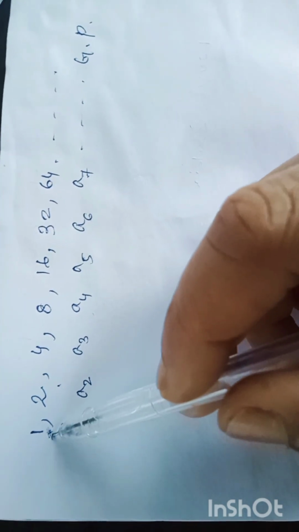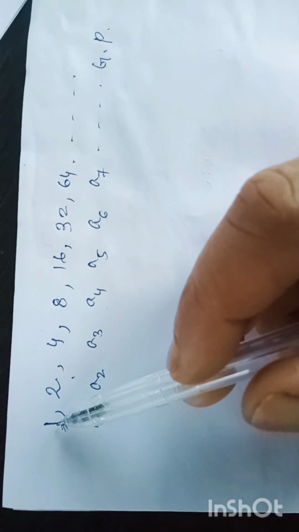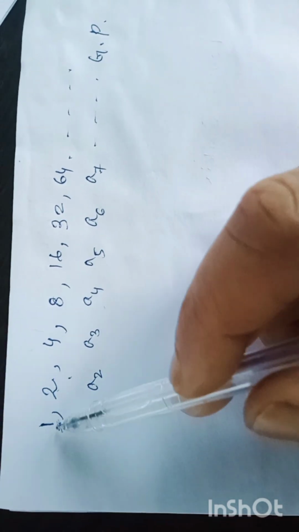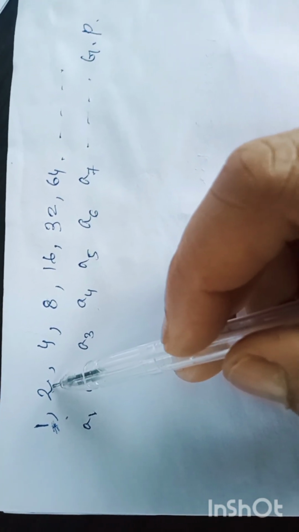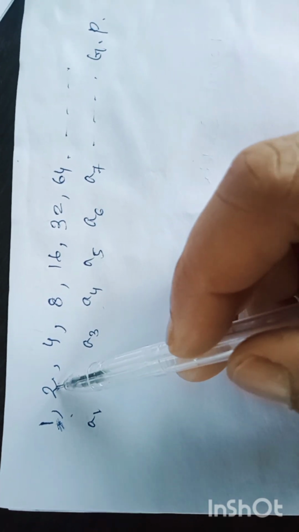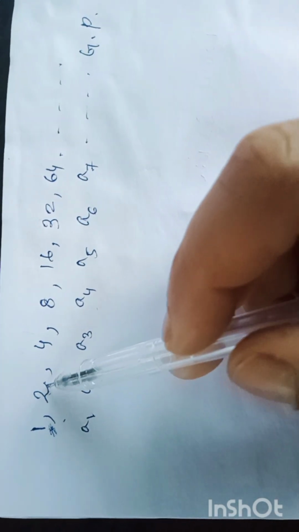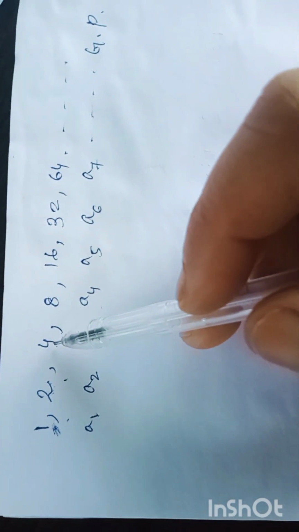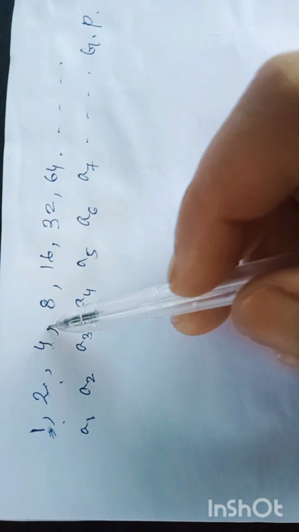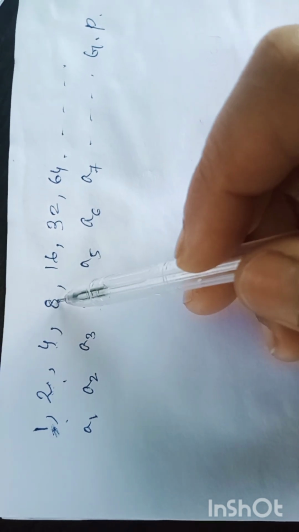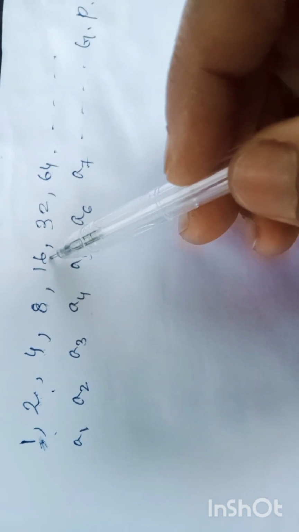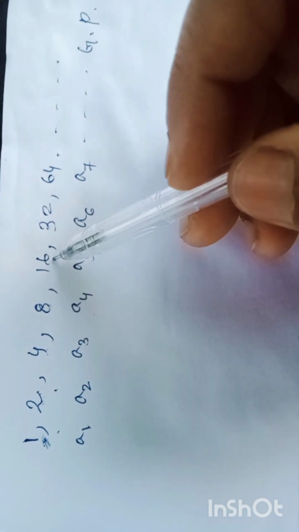The first term is 1. If we multiply the first term 1 by 2, we get the second term. Again, if we multiply 2 by 2, we will get the third term, 4. Similarly, if we multiply 4 by 2, again we get the fourth term, that is 8. Again, if we multiply 8 by 2, we will get the fifth term of the sequence, that is 16.